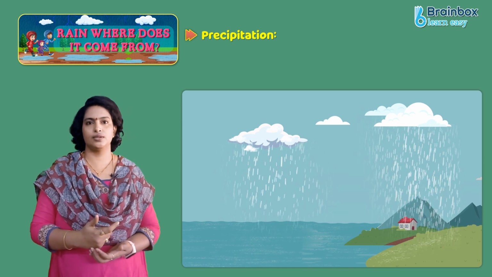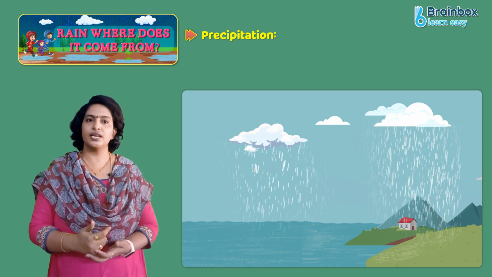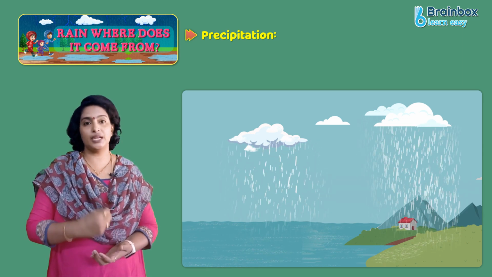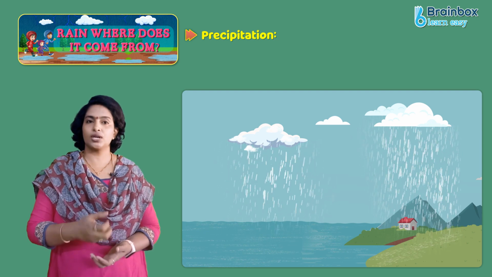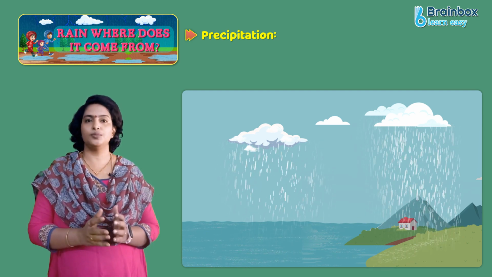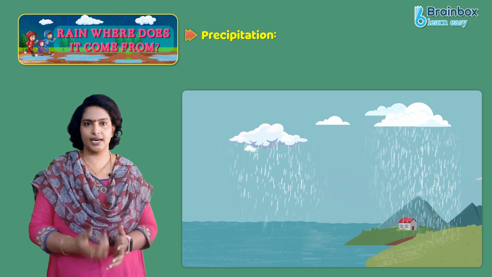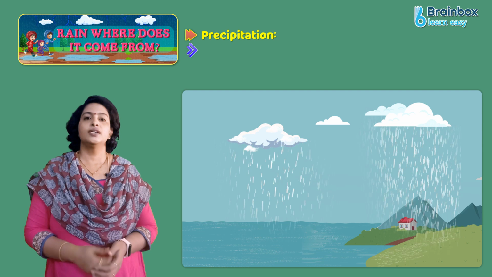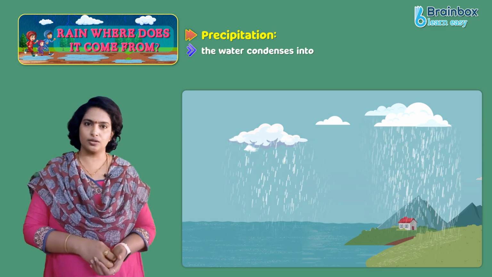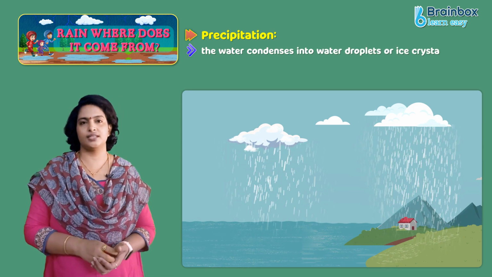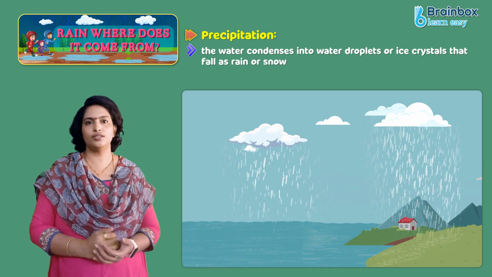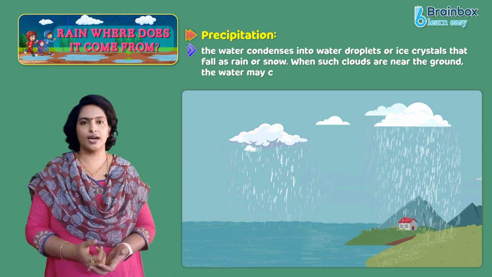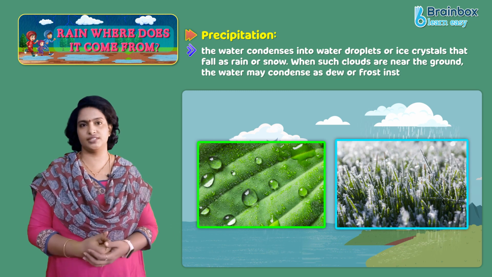surface rises, or when wind drives air up and over mountains, the air loses its ability to hold water. So clouds in the sky are volumes of air where the water has condensed and has become visible. Ultimately, the water condenses into water droplets or ice crystals that fall as rain or snow. When such clouds are near the ground, the water may condense as dew or frost instead.